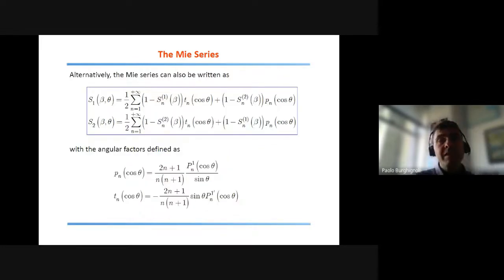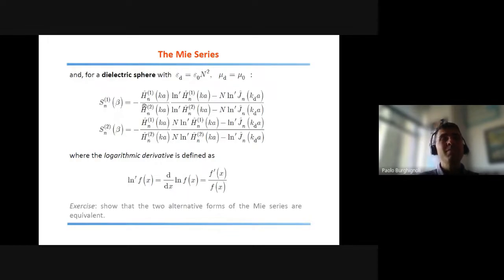An alternative expression for the same Mie series can be found here, in which the same functions are expressed in terms of these angular factors, P sub n and T sub n, and in which I have now indicated with these coefficients S1 and S2 the dependence on beta, which is the normalized radius of the sphere, and these coefficients for a dielectric sphere are reported here.